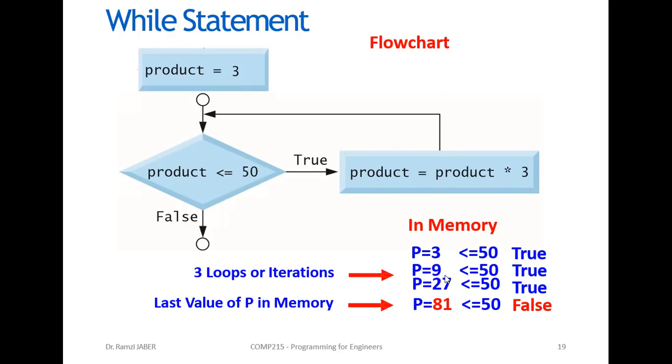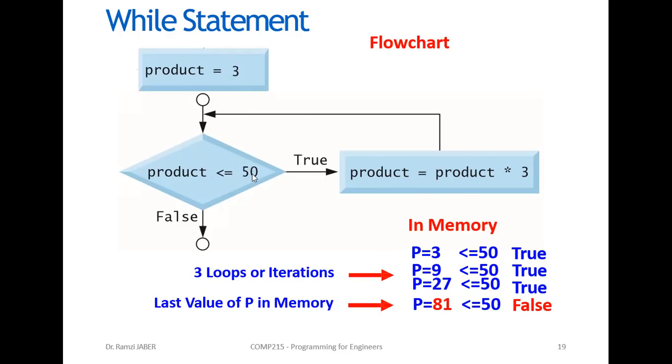Now this condition is true. Go another time to the body and multiply by 3. So the new p value equals 27, 9 times 3. Less than 50, yes. Go and make the product. So another time, p equals 81 and repeat. Go to the condition. Less than 50, no, it's false. Go out. So this loop makes 3 iterations.